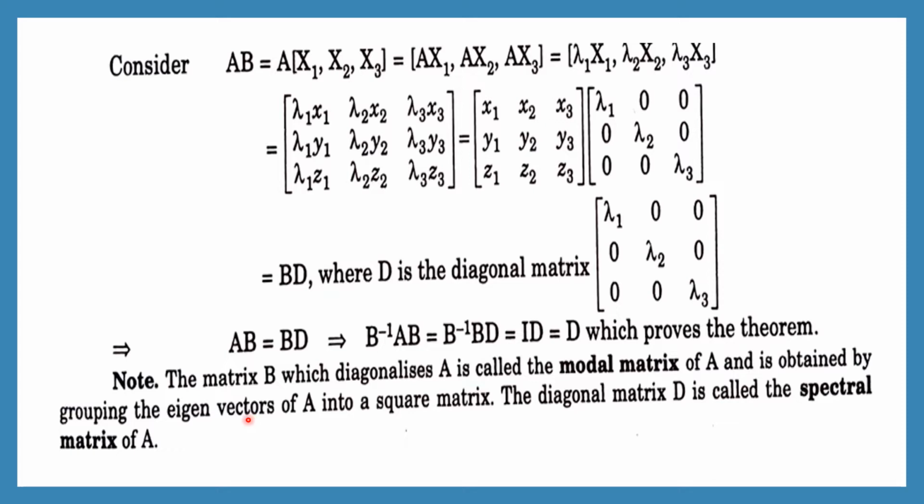Or it can again be written as AB is equal to BD, which gives B inverse AB equal to B inverse BD, which is equal to ID, equal to D, which proves the theorem.